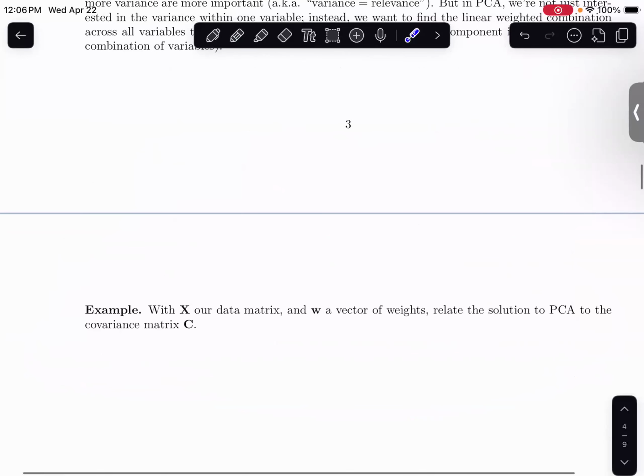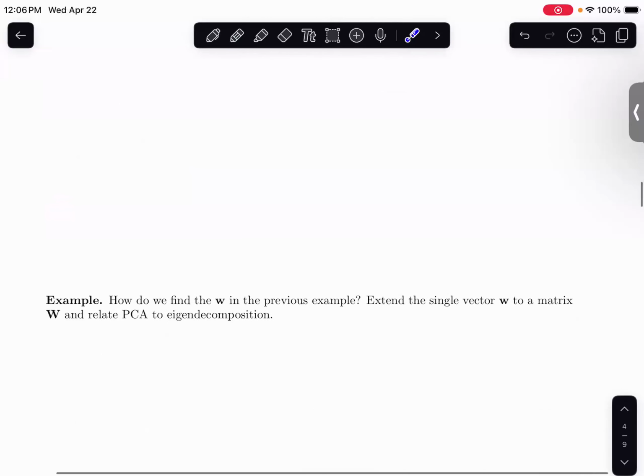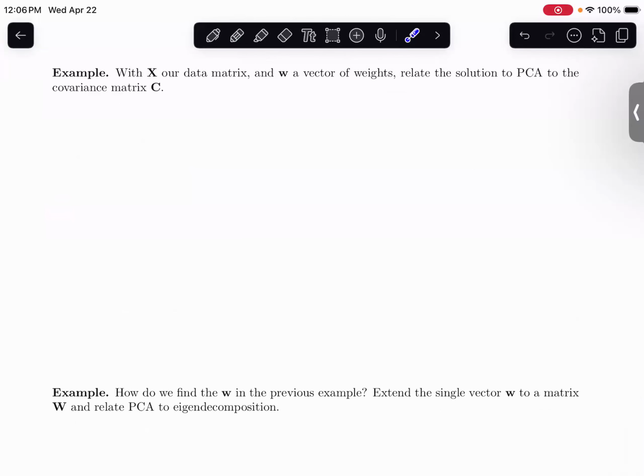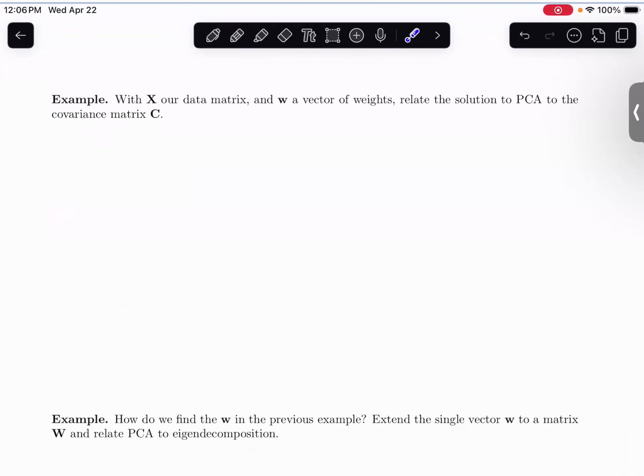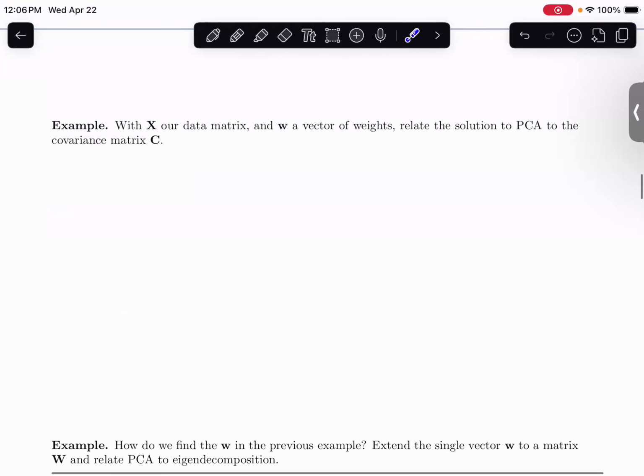And so how does this actually come into play? This is the theory part, these next 2 examples, and then I'll look at the Python code I started showing you in class on Monday. For this example, we're letting X be our data matrix, and we're going to let W be a vector of weights. We want to be able to relate the solution to principal component analysis to the covariance matrix C. So what does it mean to relate the solution? What am I saying when I say the solution to principal component analysis? The main goal, what I'm getting at here, is we're going to have the following goal.